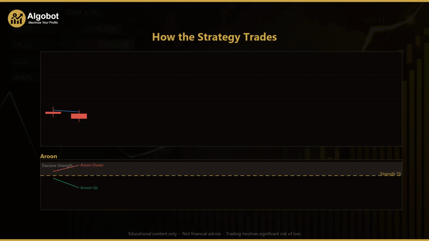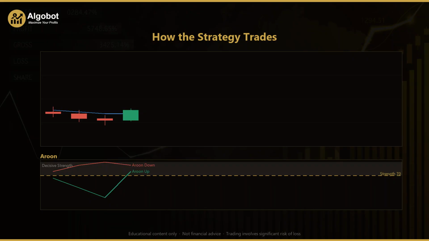Now let's bring it all together on an illustrative chart and watch the strategy trade, moving one candle at a time. On the price chart, you can see the blue line weaving through the candles, which represents the 50-period exponential moving average, our confirmation filter. In the panel below sits the Aroon indicator with the green Aroon Up line and the red Aroon Down line, plus a dashed marker at the strength level of 70.